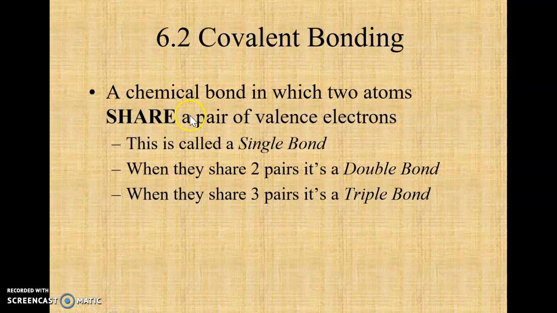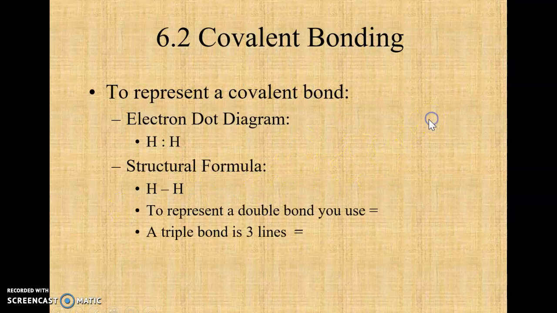So covalent bonding is a chemical bond in which two atoms share a pair of valence electrons. This is called a single bond. When they share two pairs, it's a double bond. When they share three pairs, it's a triple bond. I'll show you what I mean by that in a little bit.